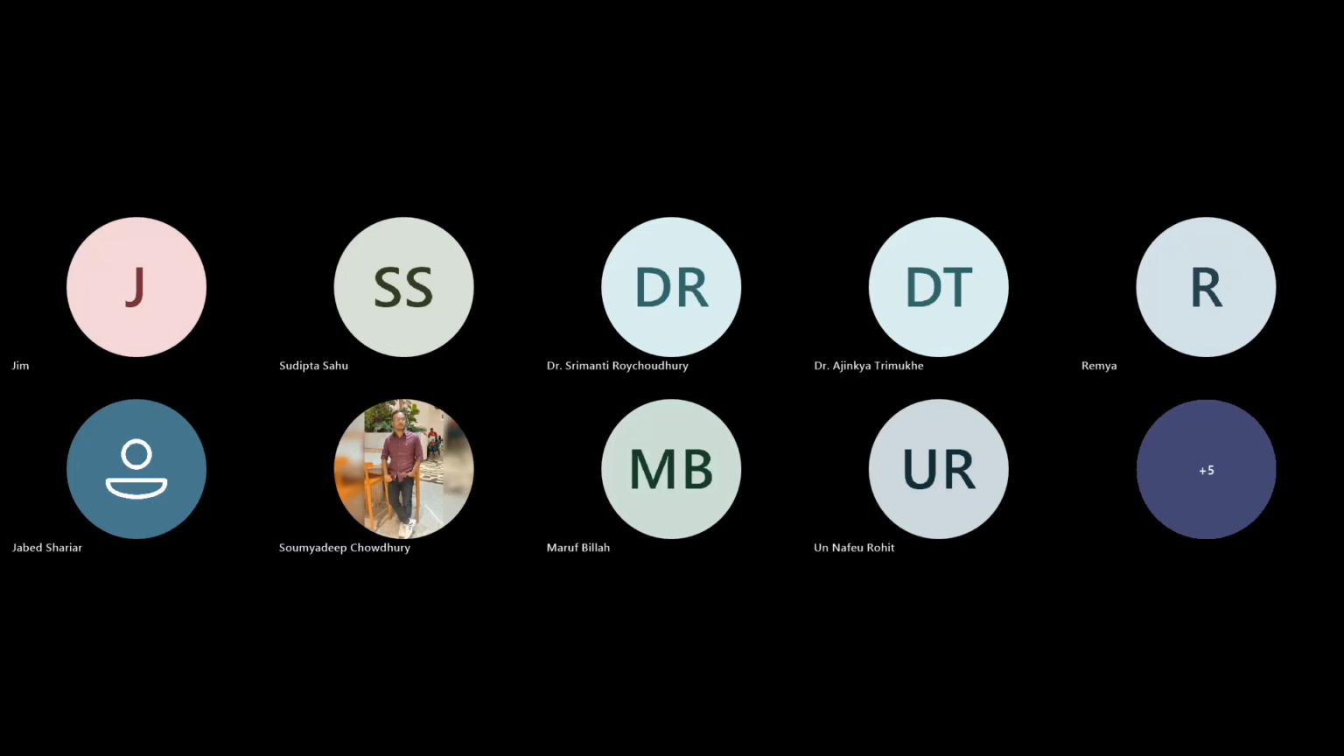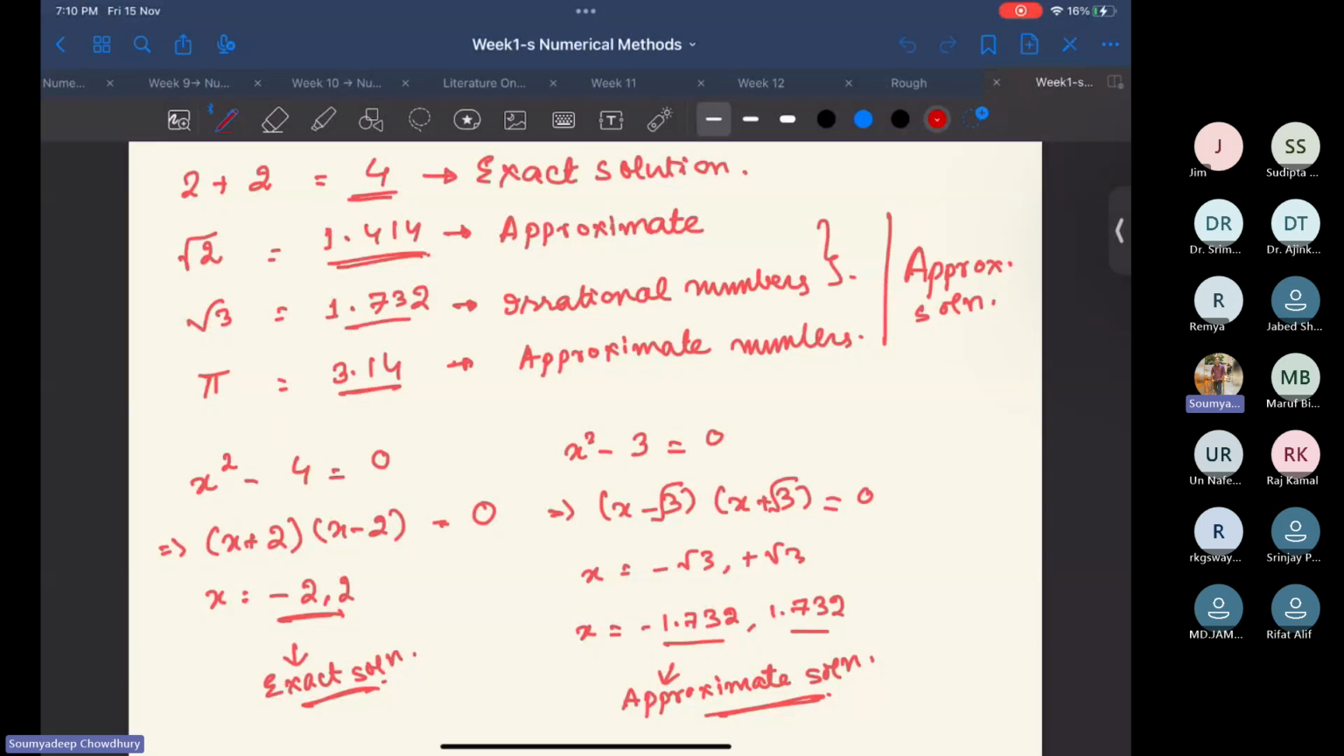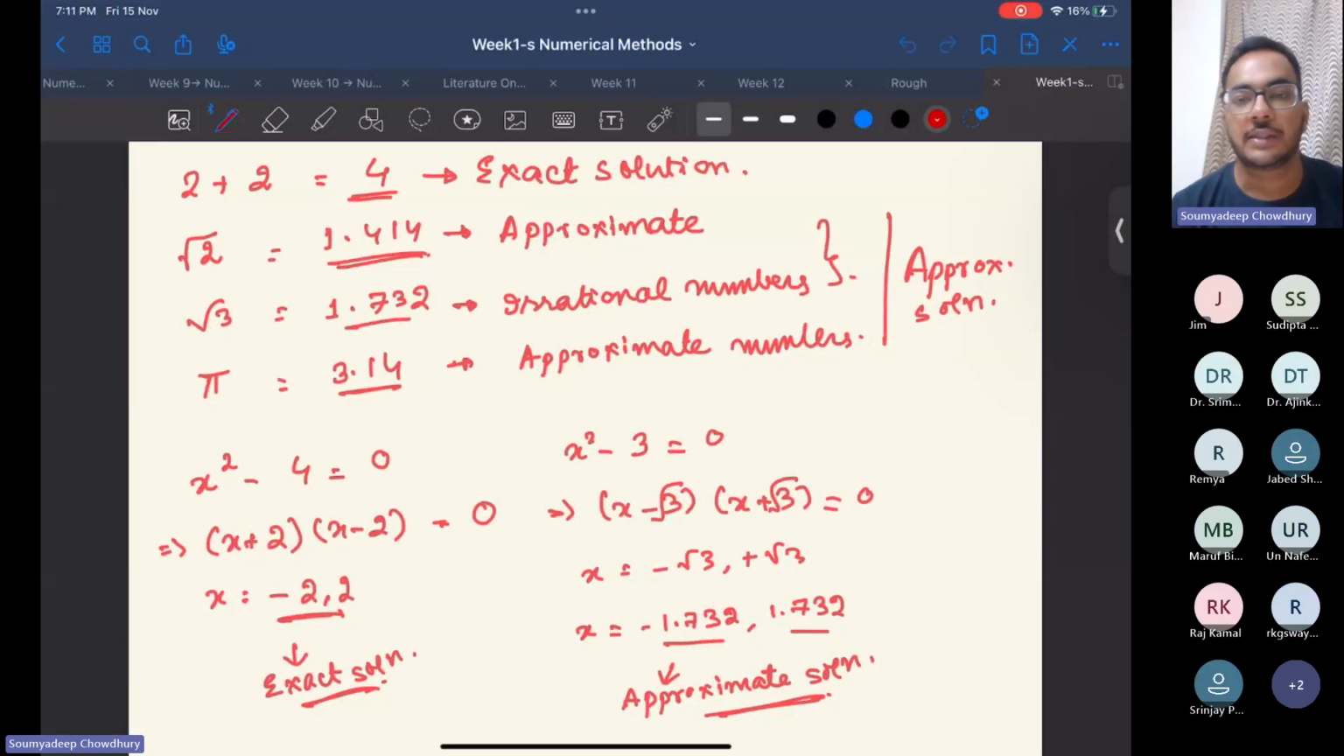Today's session. So basically, last class we were trying to understand what is the motivation behind studying numerical methods, and what is the difference between the analytical techniques and the numerical techniques. We were trying to understand that. In that, we had discussed different types of solutions.